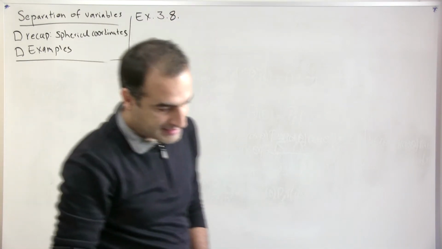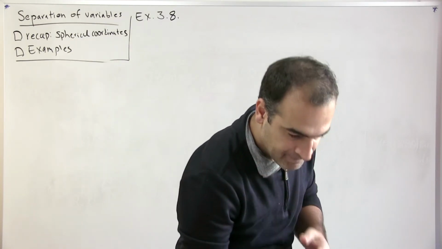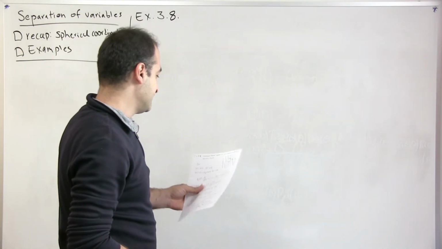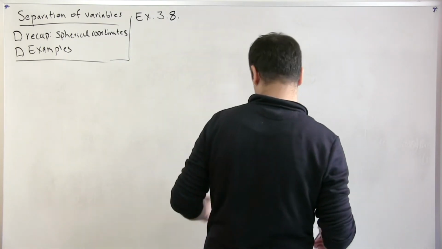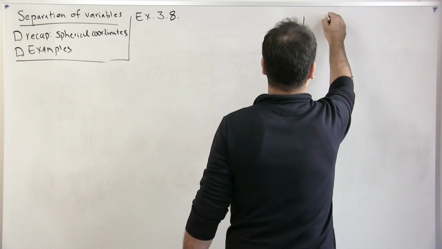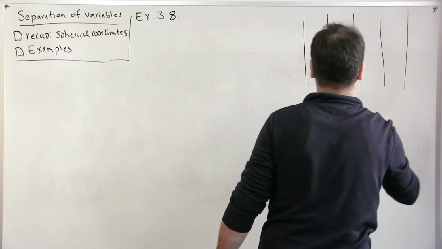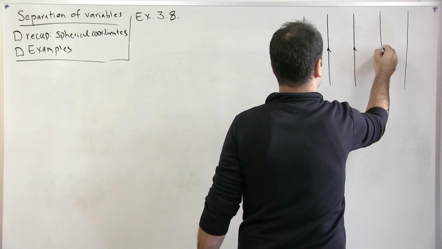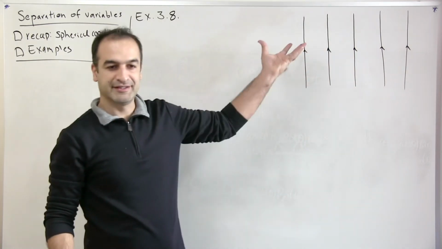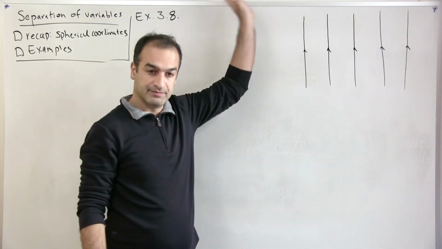Okay, so I'm doing example 3.8. Oh, this is a beautiful example. This is very nice. This is an uncharged metal sphere in an otherwise uniform electric field. So imagine you have uniform electric fields in space. This could be the kind of field that is created in a capacitor, but imagine this is in space and goes all the way to infinity.